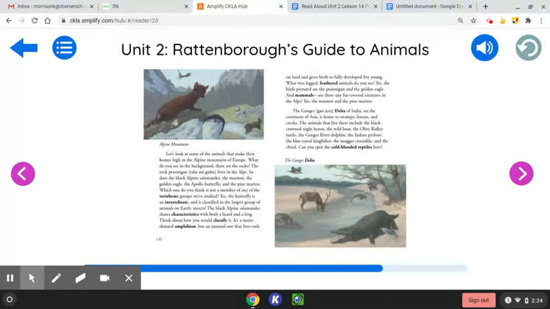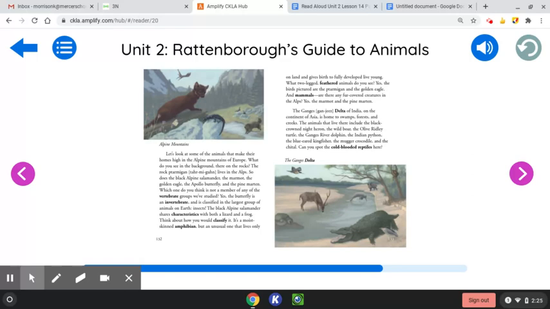Which one do you think is a member of any of the vertebrate groups we've studied? Yes, the butterfly is an invertebrate and is classified in the largest group of animals on Earth, insects. The black alpine salamander shares characteristics with both a lizard and a frog. Think about how you would classify it. It's a moist-skinned amphibian and is an unusual one that lives only on land and gives birth to fully developed live young.